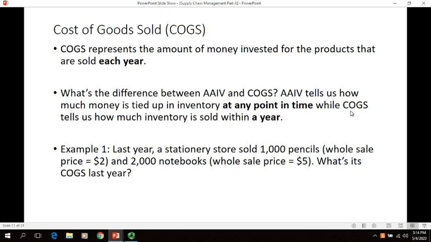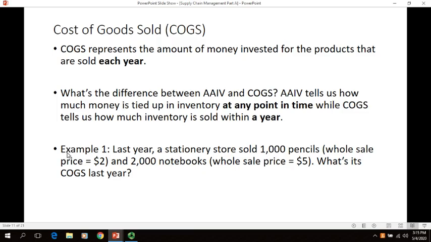But when we compute the cost of goods sold, we use all the inventory that's sold throughout the year. So it tells us how much value was tied up through how much inventory was sold within a year.